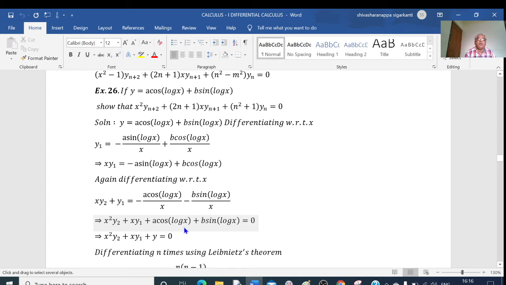What is a cos log x plus b sin log x? It is nothing but our y. Okay, so this is our y. I am getting x square y2 plus x y1 plus y is equal to 0.